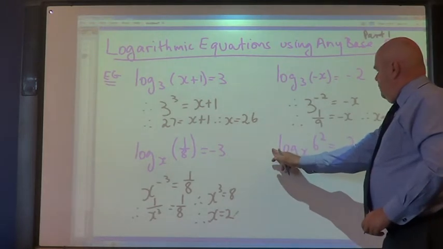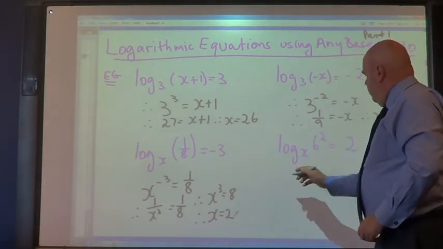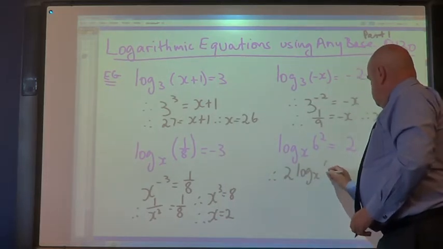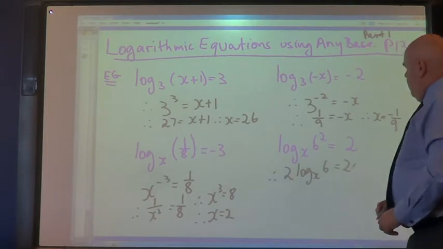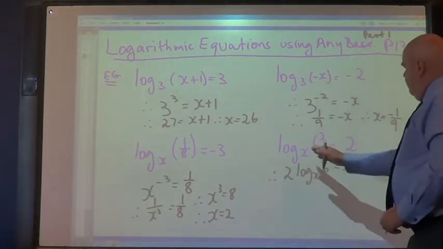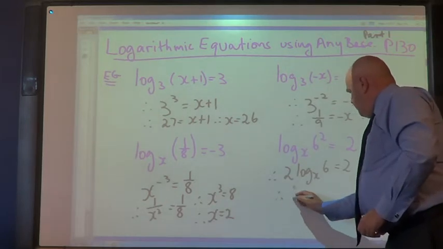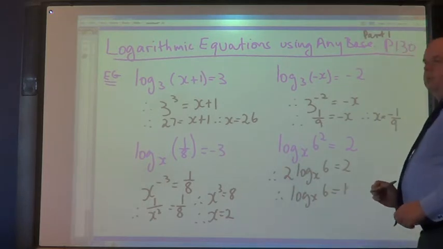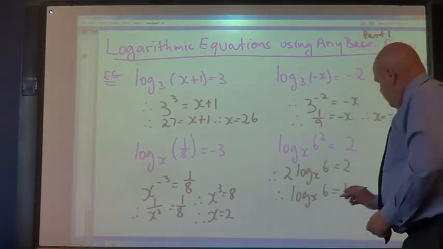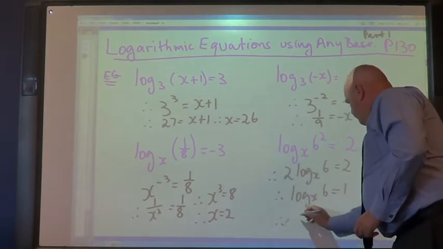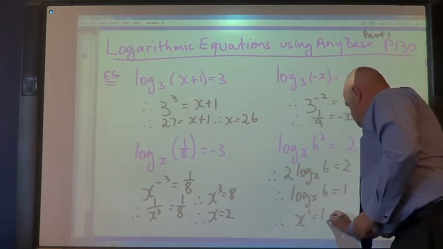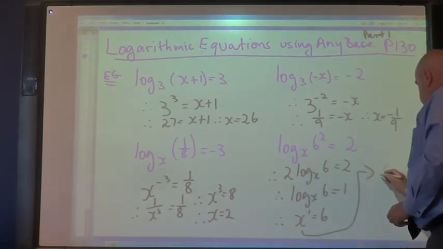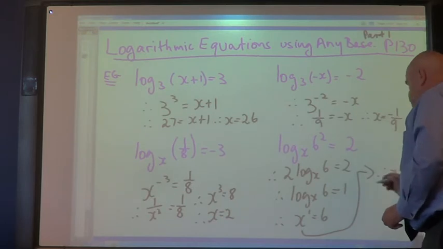I'd bring the 2 out front, making use of that log law. So therefore 2 log base x of 6 equals 2, and now I'd divide both sides by 2. So therefore log base x of 6 equals 1. You can probably solve that visually just by inspection, but to be thorough, we would say x to the power of 1 equals 6, and we don't like that in mathematics. x to the power of 1, or anything to the power of 1, we just say x equals 6.